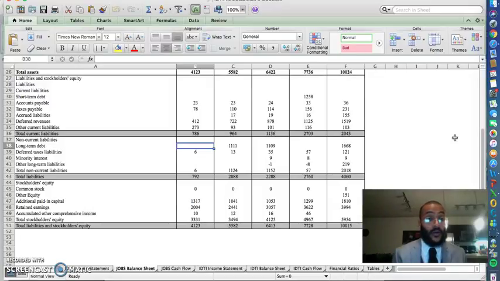The total liabilities, though, start at 792. It went up to 2,088, which is a huge jump, and then it went a little bit up to 2,288. In 2016, it went up to 2,760, and then in the last year, 2017, it jumped way high to 4,060 total liabilities.